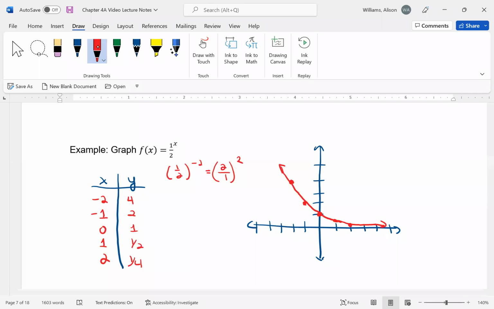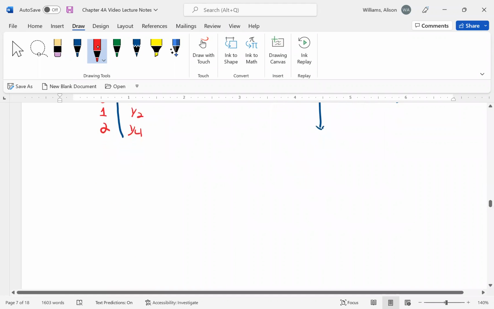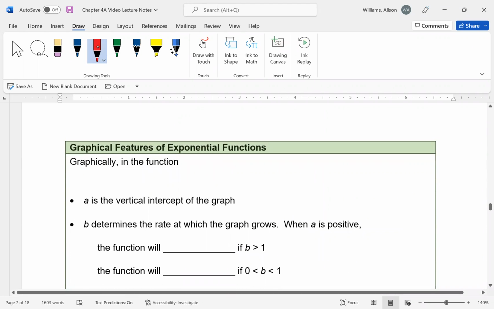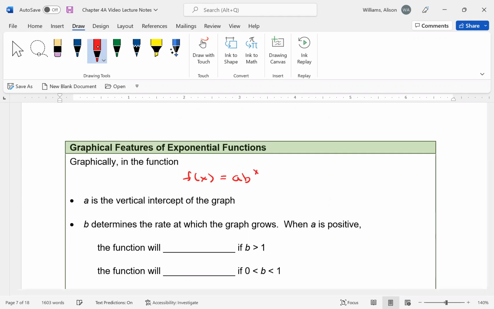So let's sum up what we'll see when we look at these exponential functions. Graphically, we would be graphing something in the form f of x equals a times b to the x. So a is some sort of multiple that could be in front. a is the vertical intercept of the graph. b determines how the graph grows. If b is bigger than 1, like when it was 2, the graph is going to increase. When b is less than 1, or a fraction like we saw in the last one, the graph is going to decrease.